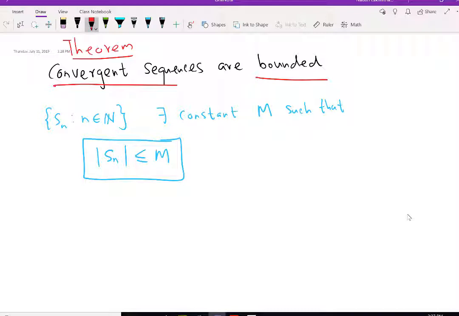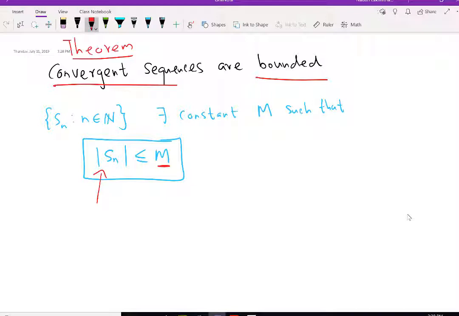Well, in simple words, take all the terms in the sequence, take the absolute value of all the terms. That means assume that all the terms in your sequence are positive, and then you can find a constant where every term of this sequence is less than that constant. So if you take the absolute value of every term in the sequence, all these values are less than a particular real number. Let's say it's capital M.